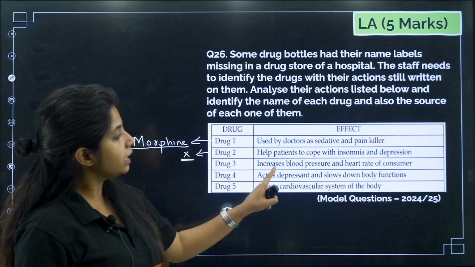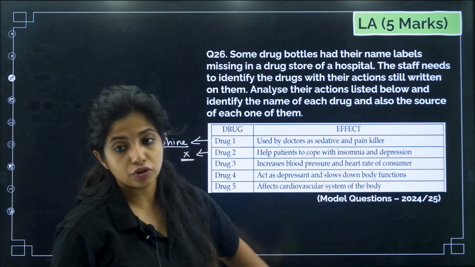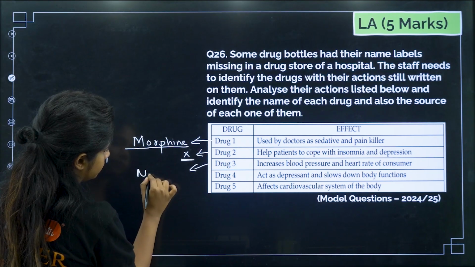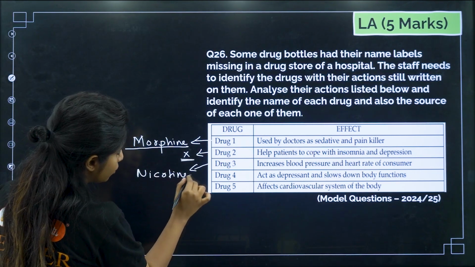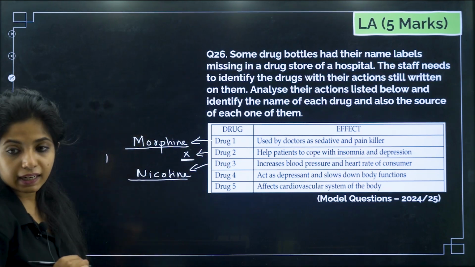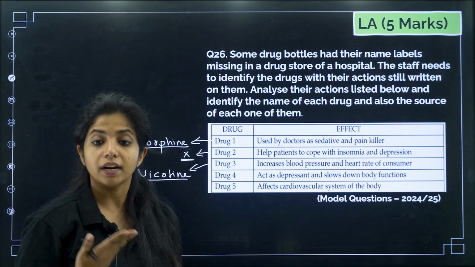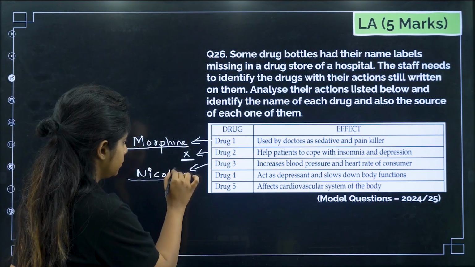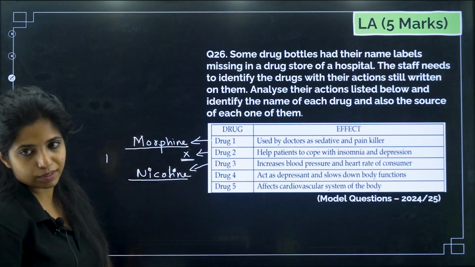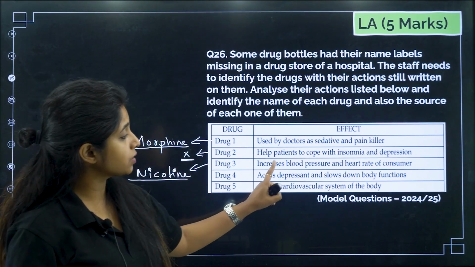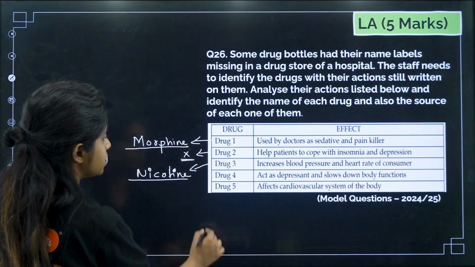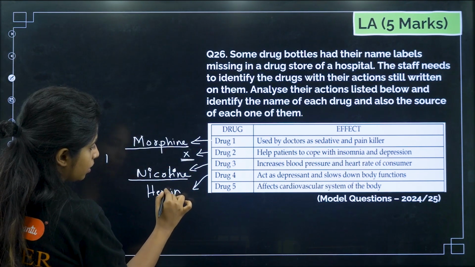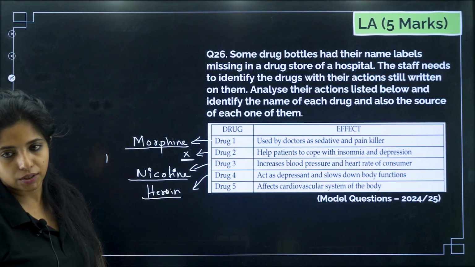We will discuss it. Increases blood pressure and heart rate of consumer. Nicotine, which is there in tobacco, increases the blood pressure and heart rate of the consumer. So this is one other drug. Drug means all the chemicals basically that are being used. Now, acts as depressant and slows down the body function. This is again a depressant. We learned heroin. Heroin is going to act like a depressant.